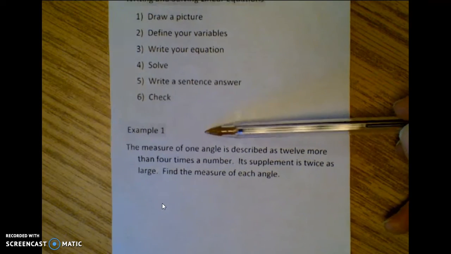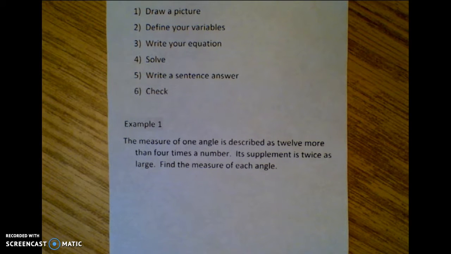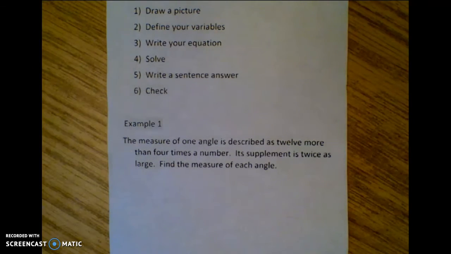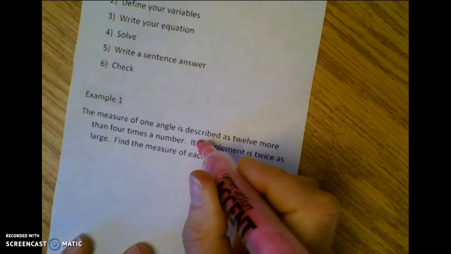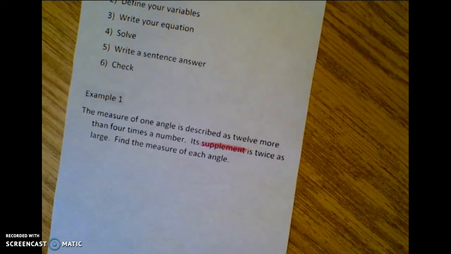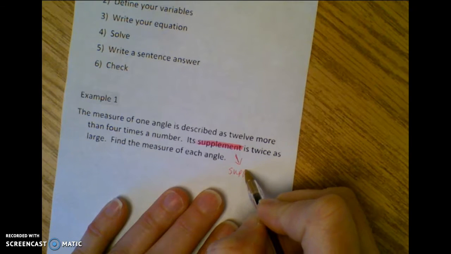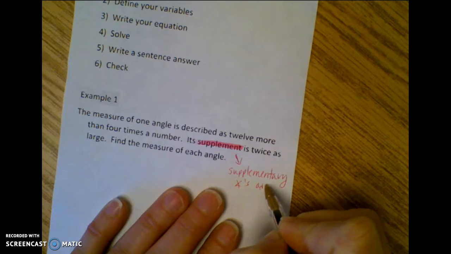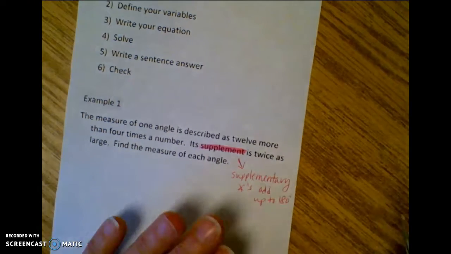So the first example we're going to work on together today is: the measure of one angle is described as 12 more than 4 times a number. Its supplement is twice as large. Your job is to find the measure of each angle. The first thing I'd like you to do is underline your vocabulary word here. Supplement is very important in this question because supplement is very similar to the word supplementary. And we need to remember that supplementary angles add up to 180 degrees. This piece of information is going to help us write our equation.